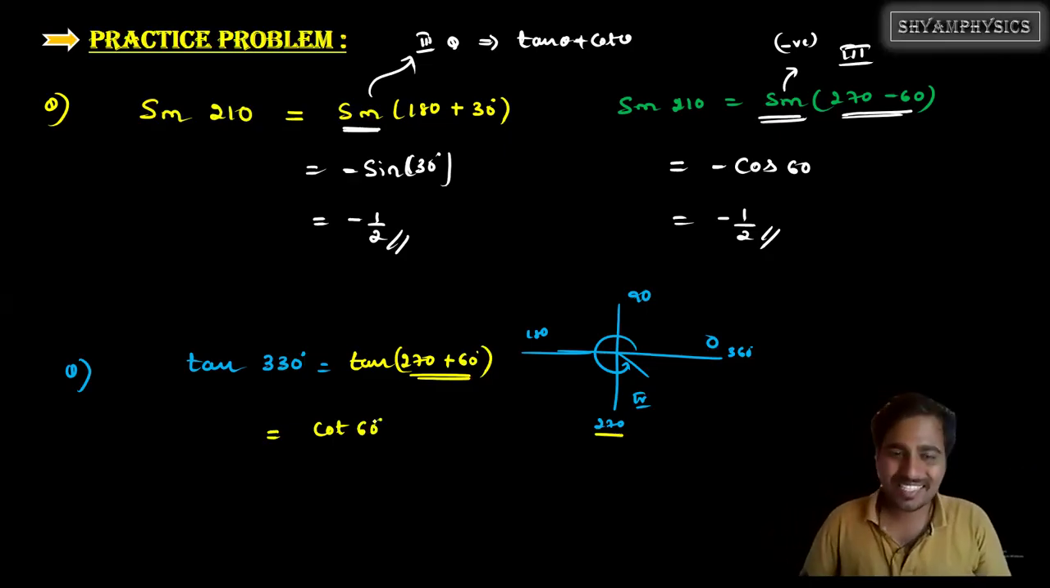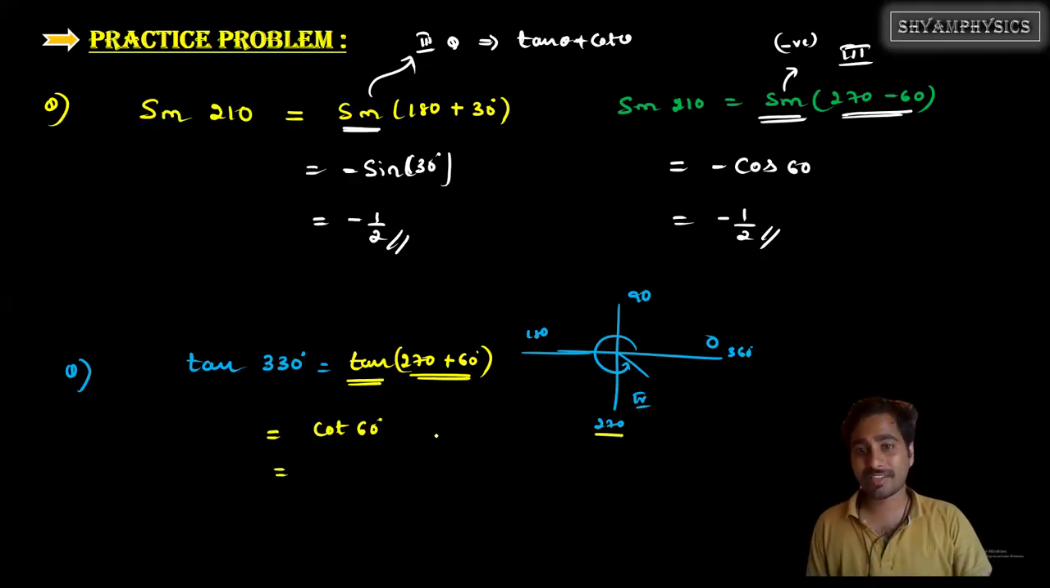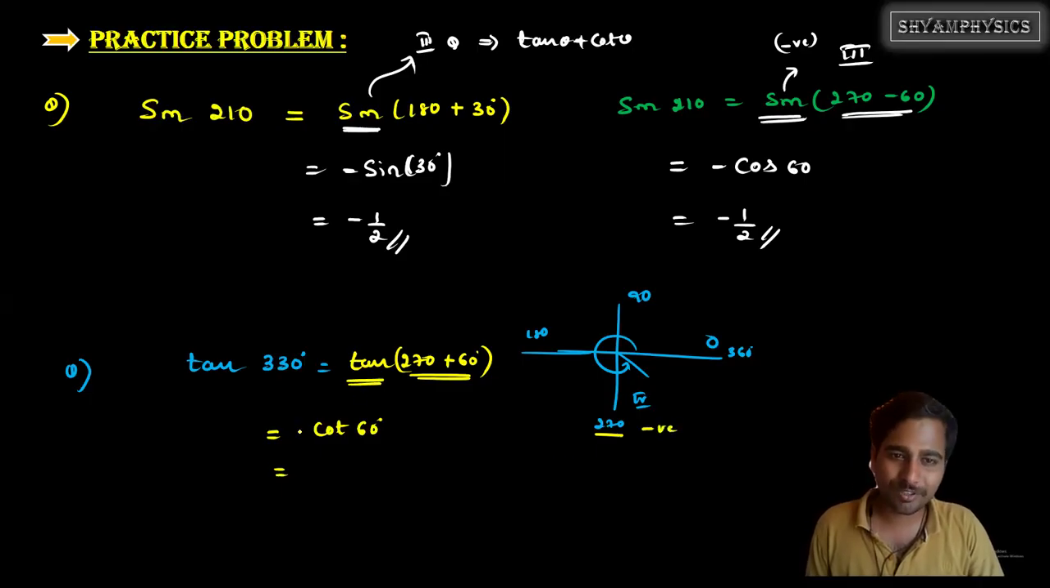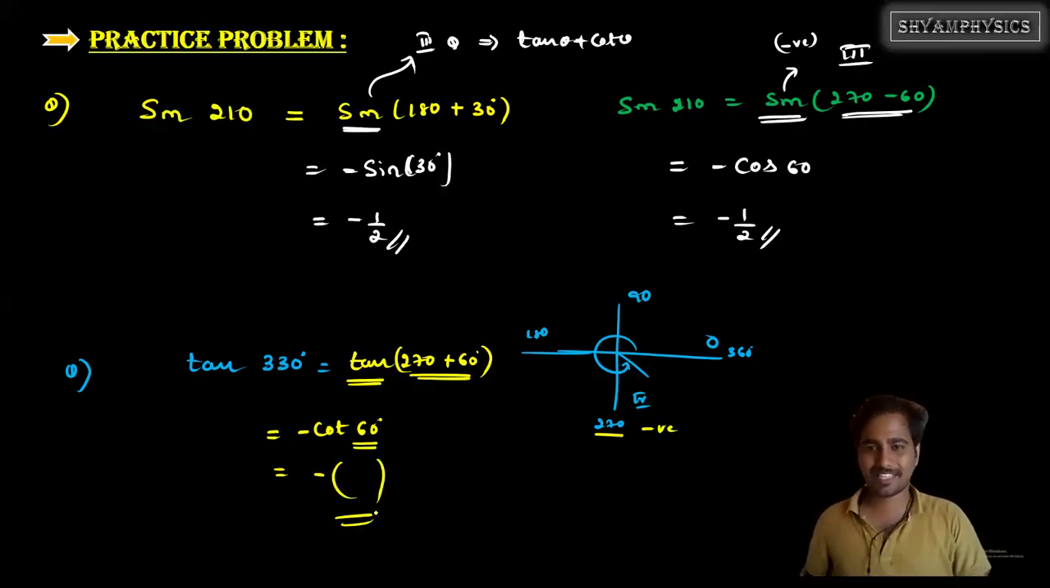Sorry, cot 60 degree. Correct now? If it is cot 60 degree, then next to that, tan in the fourth quadrant, is it positive or negative? Obviously tan is negative here, correct now? So the value should be negative. Now I'm giving homework. What is cot 60? Put that value along with your answer. That's all. Clear? Hope it is understood to everyone.